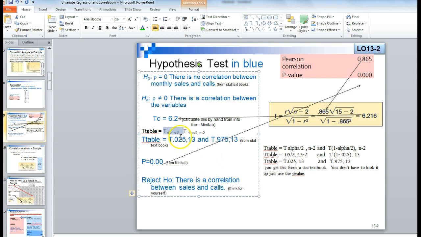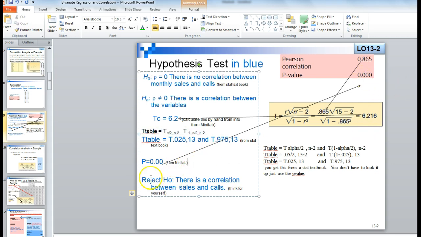Really what you have to know is that it's T025. It's half of alpha. Alpha is 0.05, and so half of alpha is T025 with 13 degrees of freedom. This is what we would look up in Google if you actually want to, but you don't have to. And then T975 and 13. So the T table value for this hypothesis has two bounds, an upper bound and a lower bound. We'll talk about that in a minute, but we need both of these.